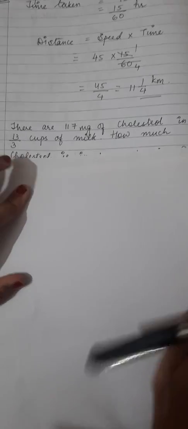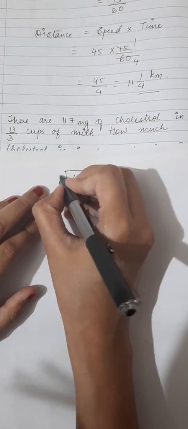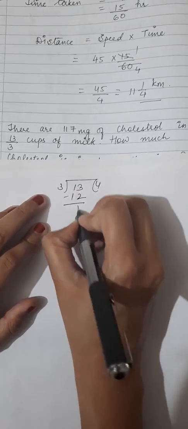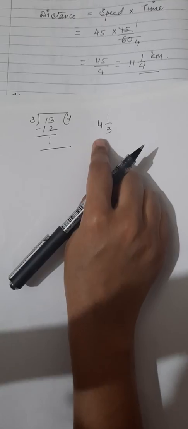Now see, there are 13/3 cups of milk, right? 13/3. Now let's see how many there are. 3 fours are 12, 1. So this means 4 1/3. This means how many cups am I having?